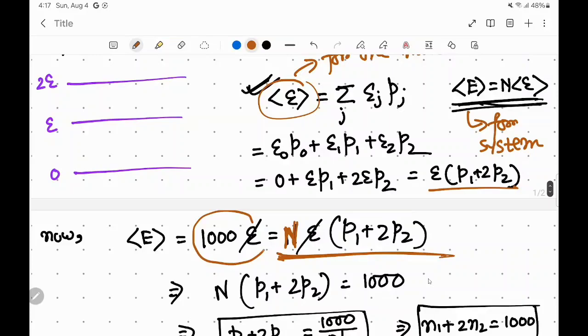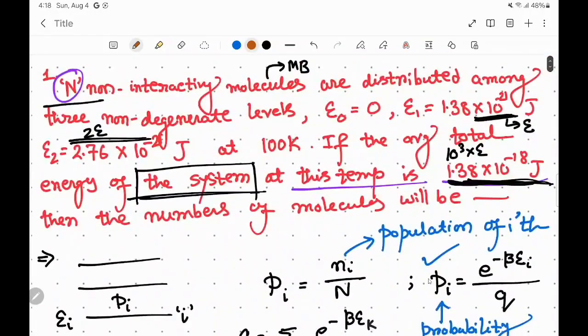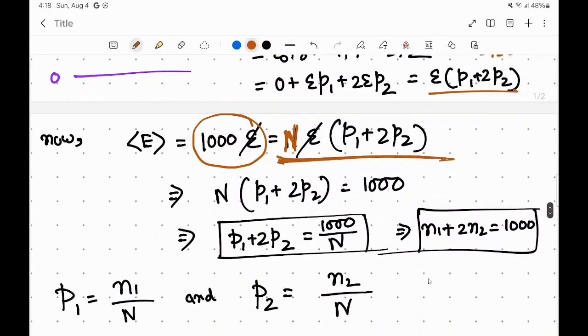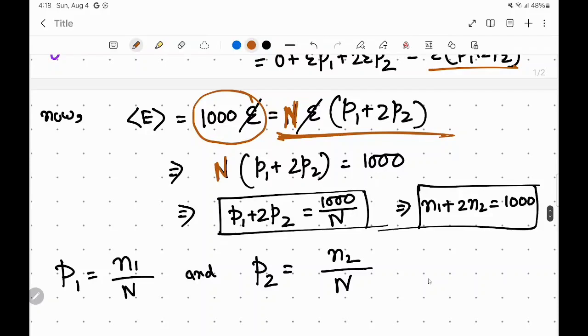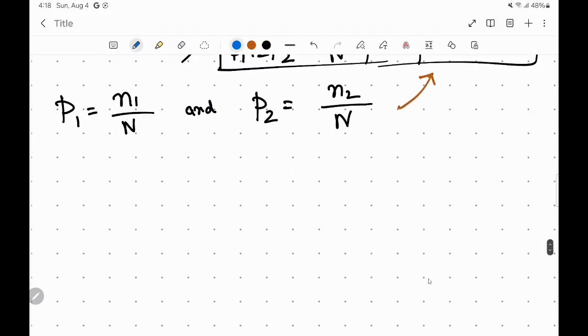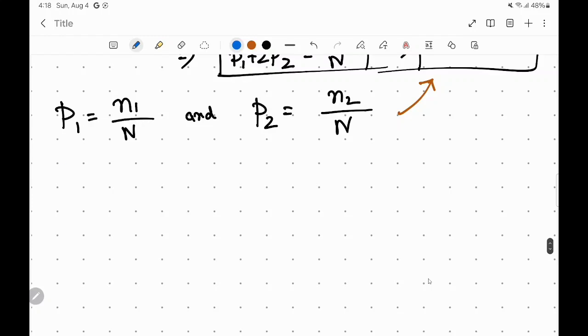And this is already for system, it is mentioned here. Here we should not multiply capital N again. That mistake I did. Okay, sorry. So here will be only one n, this side. N will be there. So from here you can write it. Okay, probably it's clear now. N1 plus 2N2 is 1000. Now, if N1 plus 2N2 is 1000, we have to find out the values of N1 and N2.